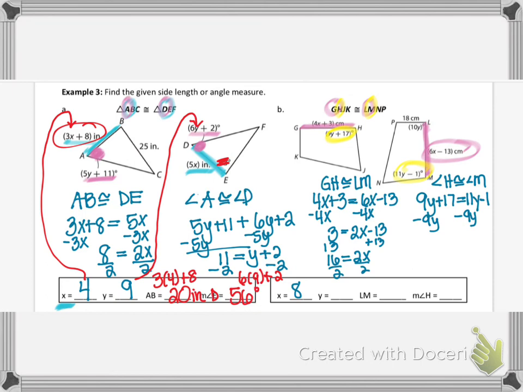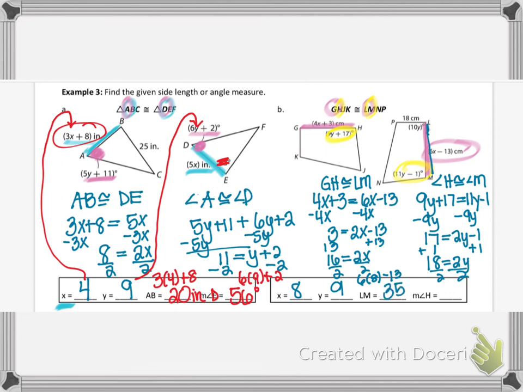So I'm going to subtract 9y from both sides, leaving me with just 17 here, 2y minus 1 here. I'm going to add 1, giving me 18 equals 2y, and now dividing by 2 tells me that y must be 9. And now I'm going to plug back in to find out what the length of LM is. Let's see what they want me to find. LM is right here, and that involves x. So 6 times what x is, which was 8, minus 13. That's 48 minus 13, which is 35.